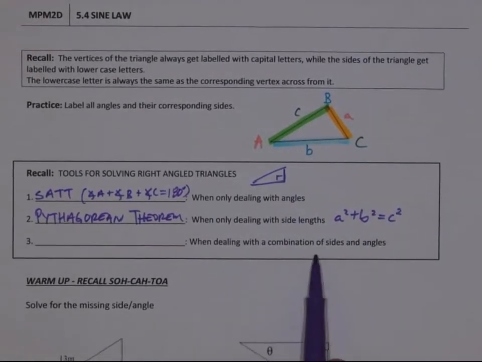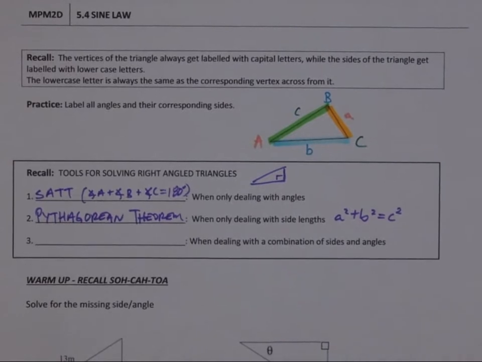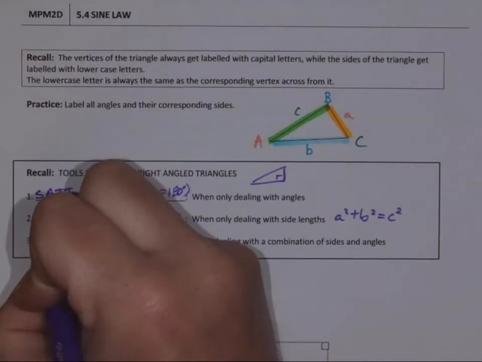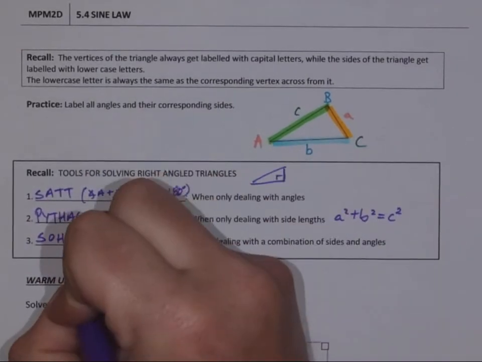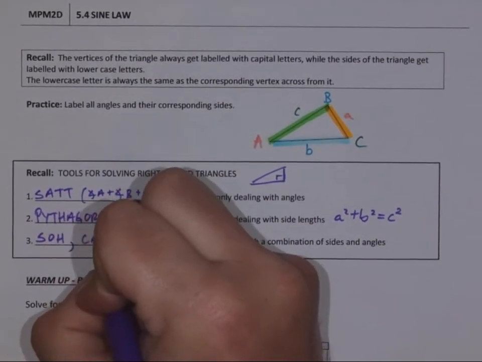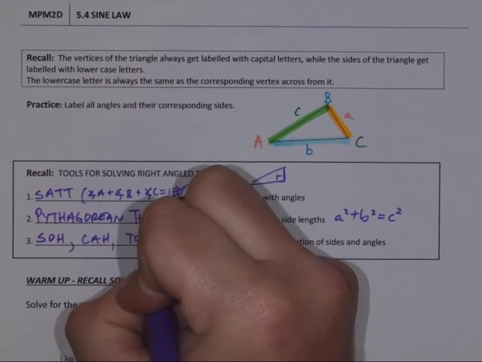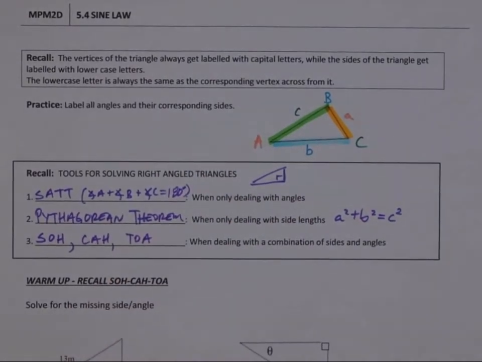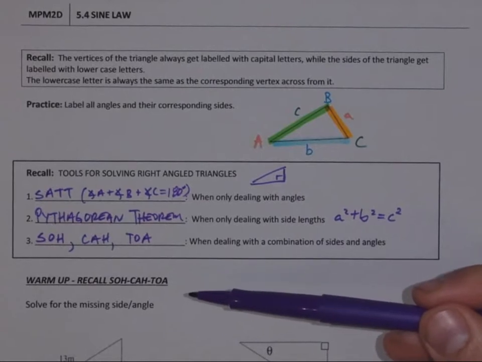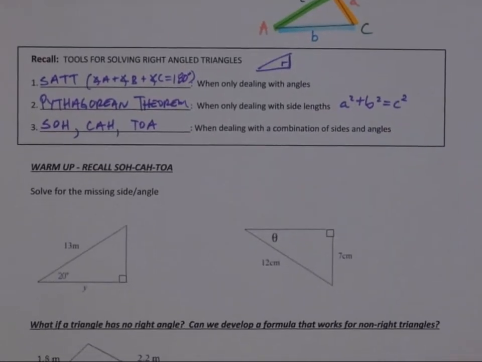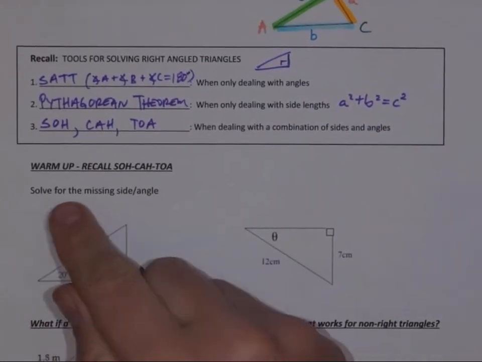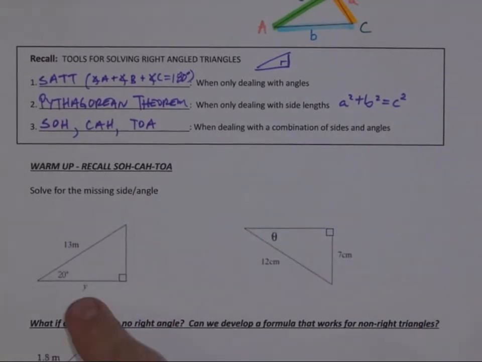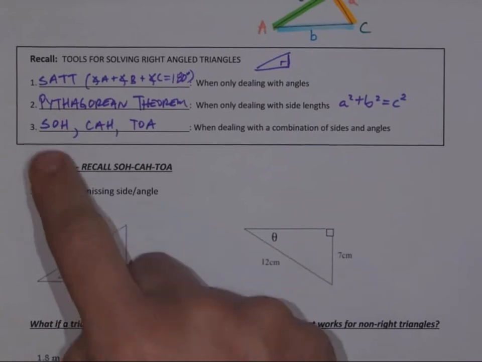We have a combination of sides and angles. 2 sides and an angle, and we have 2 out of 3. We're going to use our trigonometric ratios. So, SOHCAHTOA. Oh, we aren't done with those. Bring them back. So, I'm going to make you dig deep. Solve for the missing angle or side, whatever it is. We have y. Okay. Side, side, angle.